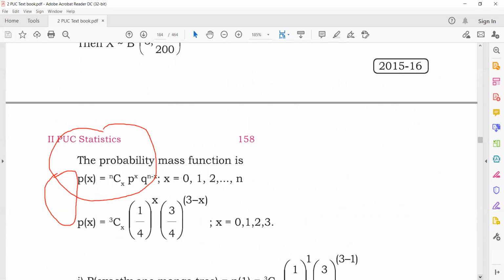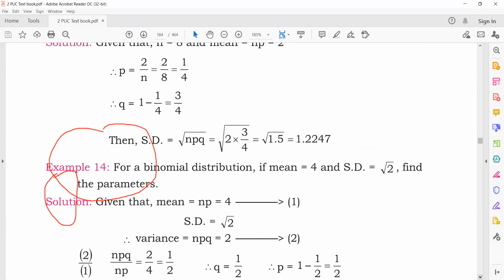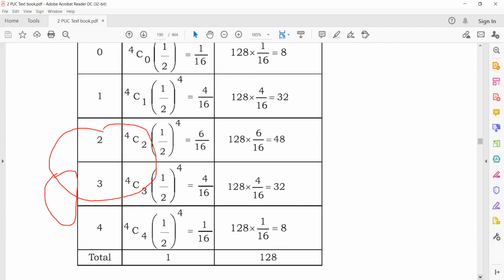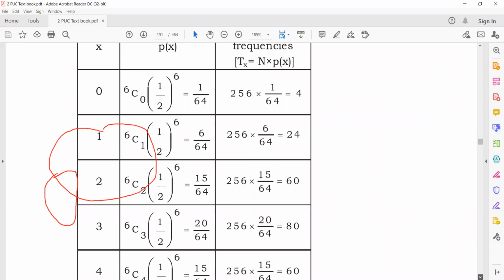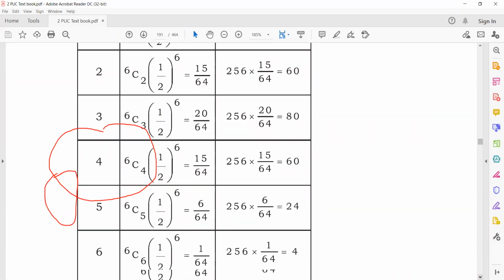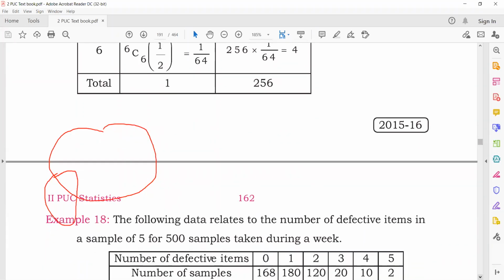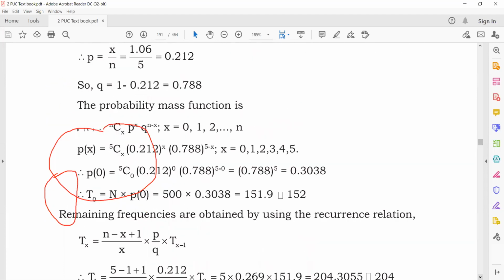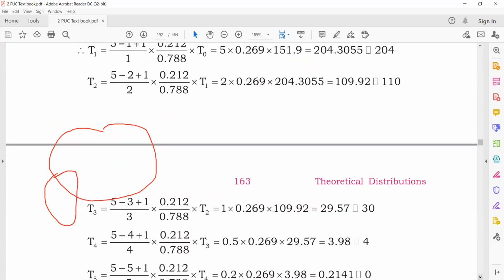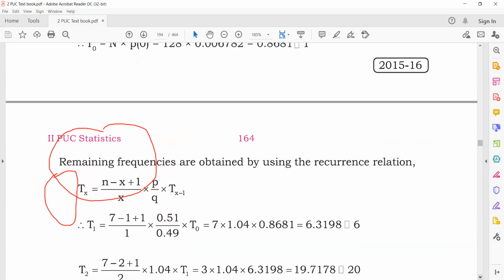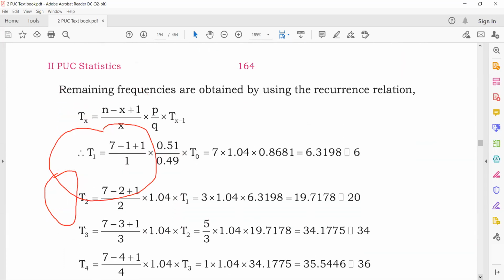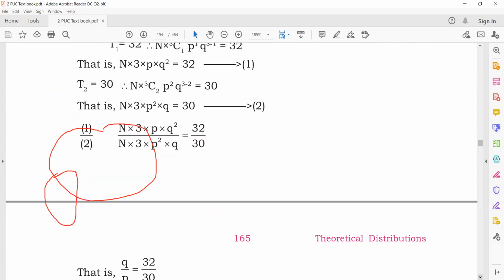Next distribution is the Poisson distribution. Poisson is another discrete distribution that also happens for x equal to 0, 1 and so on. But as said, it is the limiting form of binomial. That is, in a binomial, if n is large and p is small, in that case that gives rise to a distribution called the Poisson distribution.